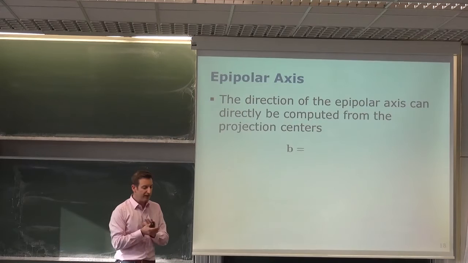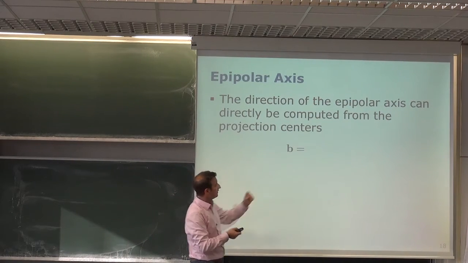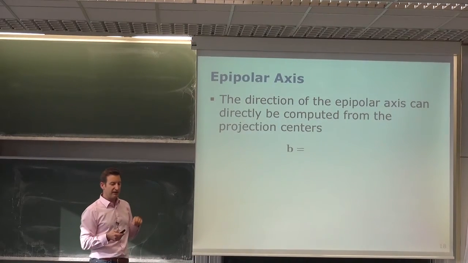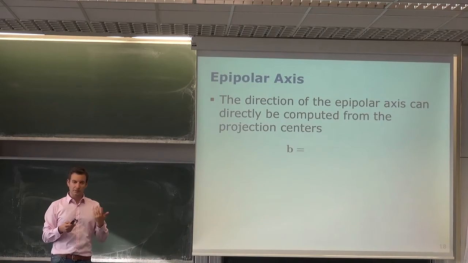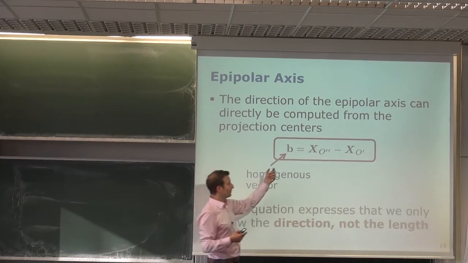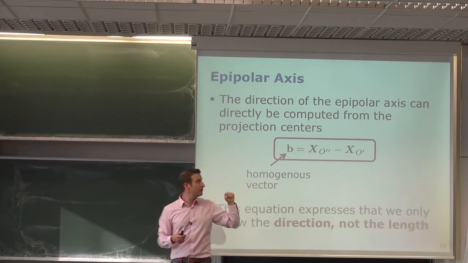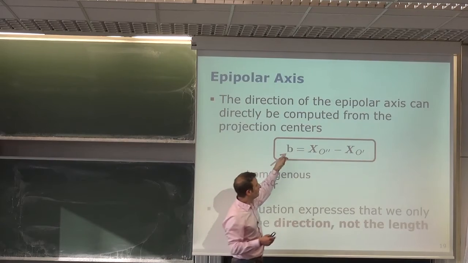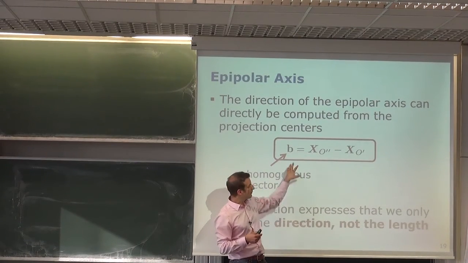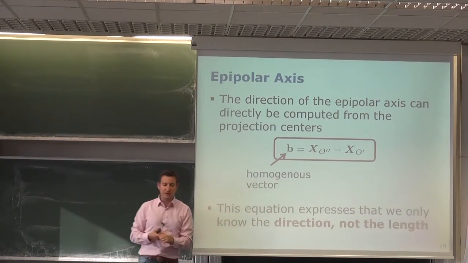Okay, so the first thing we need to describe is the epipolar axis, so our B, which is a line connecting our two projection centers. We can do that by just subtracting them. This gives me the direction vector, in this case, from the projection center of the first camera to the projection center of the second camera.